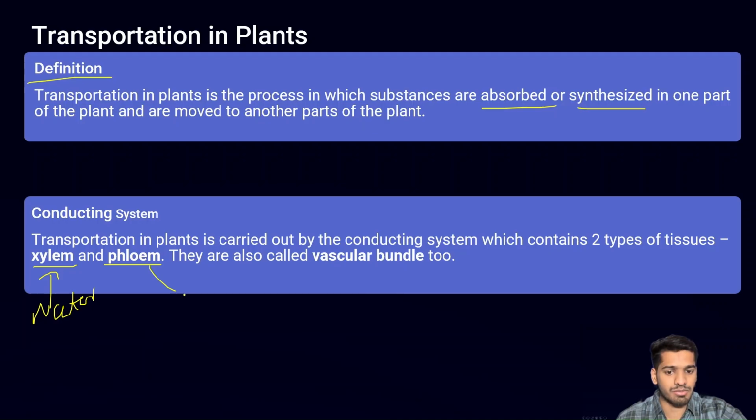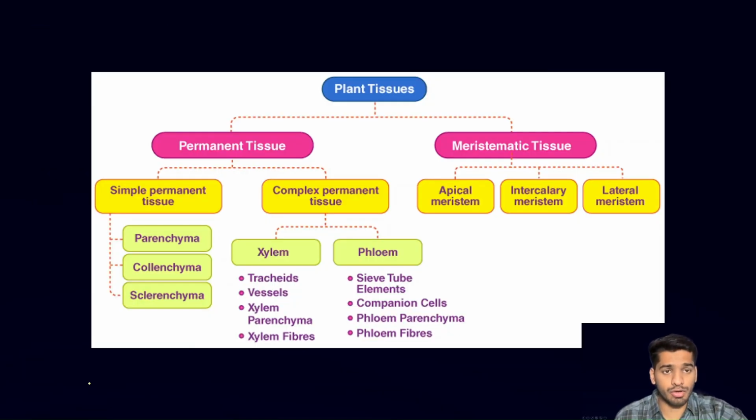And the phloem system is going to transport food from one part to another part. So together they are known as vascular bundle. Now we are going to study about plant tissue. But before that, what is a tissue?